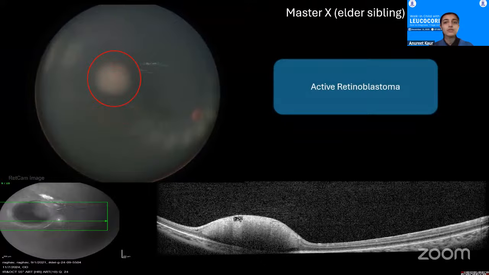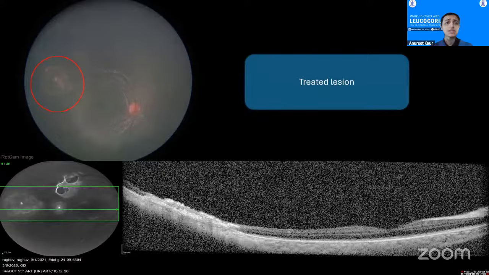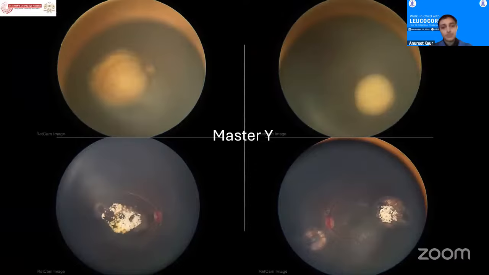Now, as we can see on the fundus photograph of the first child, this is an active retinoblastoma. We see a smooth, dome-shaped lesion on the OCT and a thickening of the overlying retina above it, which shows that it is an active tumor. Now, on treatment, there was regression of this lesion as confirmed on the OCT. This is Master Y, the younger sibling. The first two pictures show the on-presentation fundus photographs, and after treatment, the lower pictures show regression of the tumor.